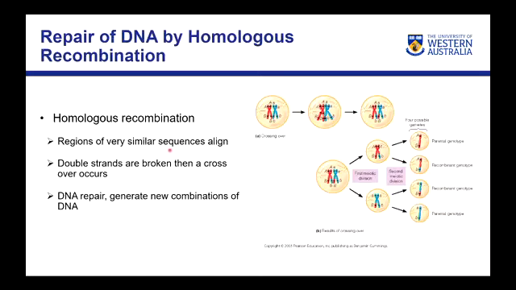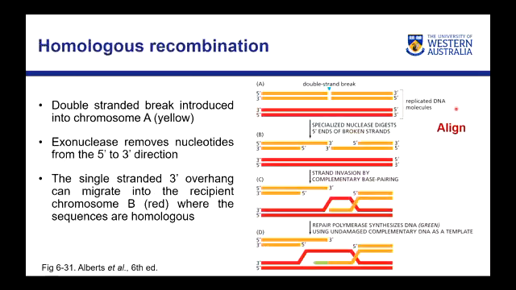And so these regions have very similar sequences. So remember, in homologous recombination, the DNA is pretty much identical with just some changes if there is any. So the regions have very similar sequences, and these sequences align and can result in crossover of the DNA. So the double strands are broken, then a crossover occurs. The DNA repairs and generates new combinations of DNA, as shown in this example here. So this is how homologous recombination works.